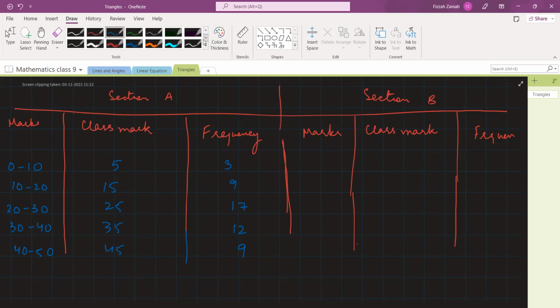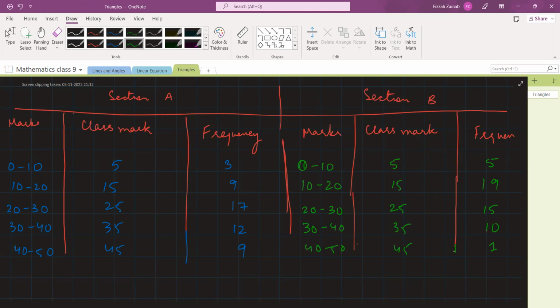Yes, okay ma'am. Then I use a different pen, let's say orange or green, for this. So marks are the same: 0 to 10, 10 to 20, 20 to 30, 30 to 40, and then 40 to 50. And obviously the class marks will be 5, 15, 25, 35, and 45. It's 5, 19, 15, 10, and 1. So this is the corresponding frequency given.